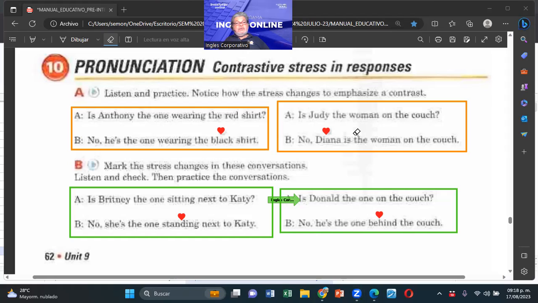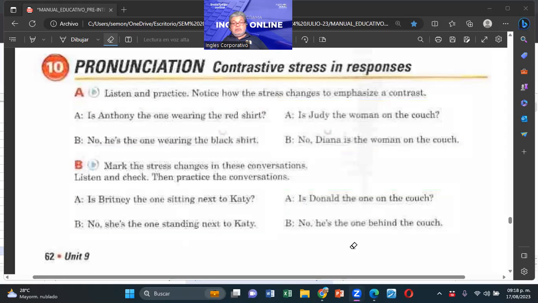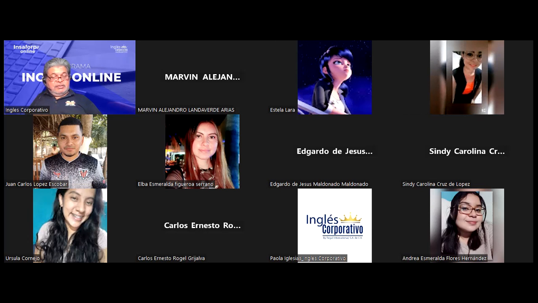Okay, join the breakout rooms, please, and practice the four conversations with the pronunciation. Okay, you can listen to the audio in WhatsApp if you want to review and practice. Okay, go to the breakout rooms, please, and practice the intonation or the pronunciation. I will share this in WhatsApp.